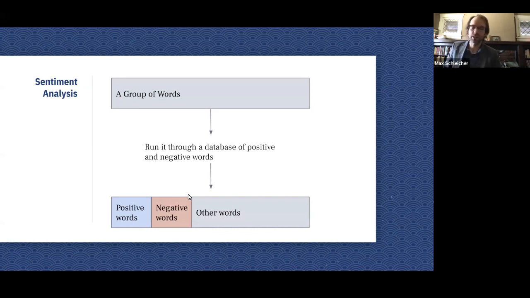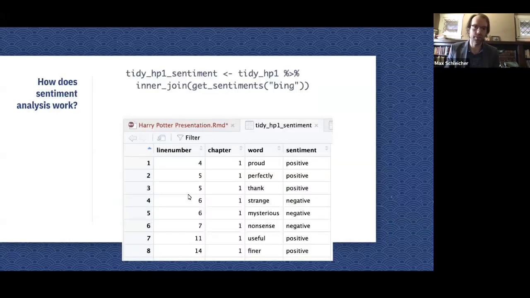So for us, we're not going to be using Hermione to read the emotional tenor of the books. We'll use a database that Microsoft Bing has publicly available, and that will run all of the words that we've got through there. So that looks like something like this. It's really simple. Basically one line of code. We just join the database that we had before with this database from Bing, and then that enriches our data now with another column that tells us whether the words are likely to be positive or negative. So we can see here, looking at the beginning part of the book again, words like proud, perfectly, thank are positive, whereas strange, mysterious, nonsense are negative.